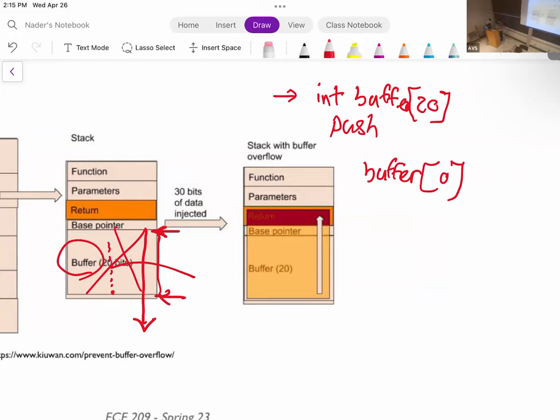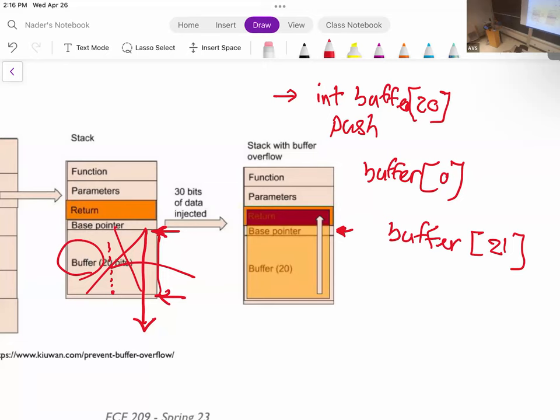We are happy. But the interesting thing is what happens when the adversary tries to do something like buffer 21. Okay. So what will happen at this point? Technically, buffer 21 is the address above this, okay? Because remember, the address just goes upward. So buffer 21 means somewhere in this base pointer, okay? In a normal system, if you don't have bugs and if you check your bounds correctly, this will result in segmentation faults and you won't be able to do that.